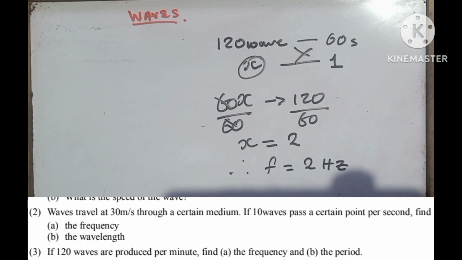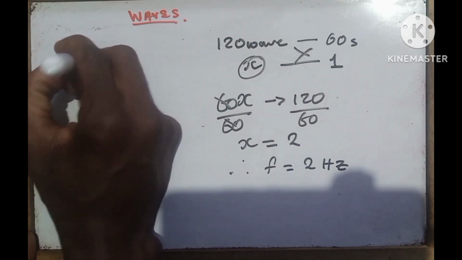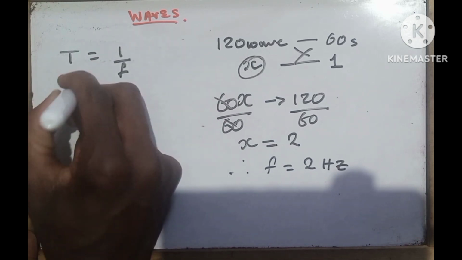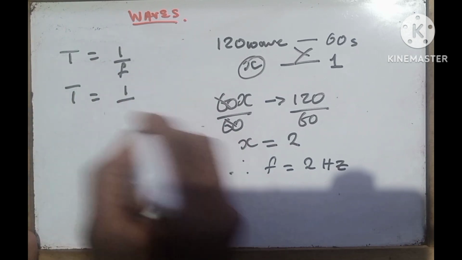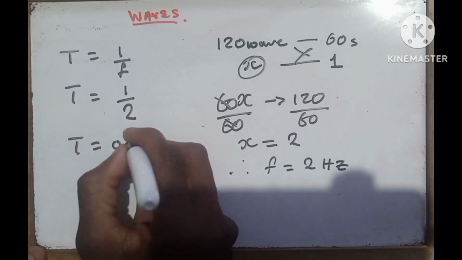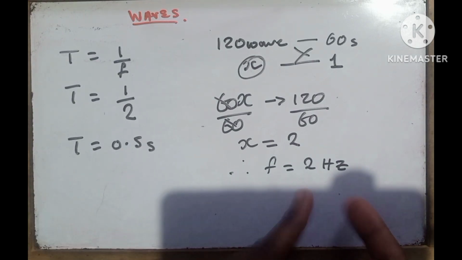And then part B is talking about the period. When finding the period, remember the formula: T is equal to 1 over the frequency. So period is equal to 1 over 2. So the period is equal to 0.5 seconds. So this is our period and this is our frequency.